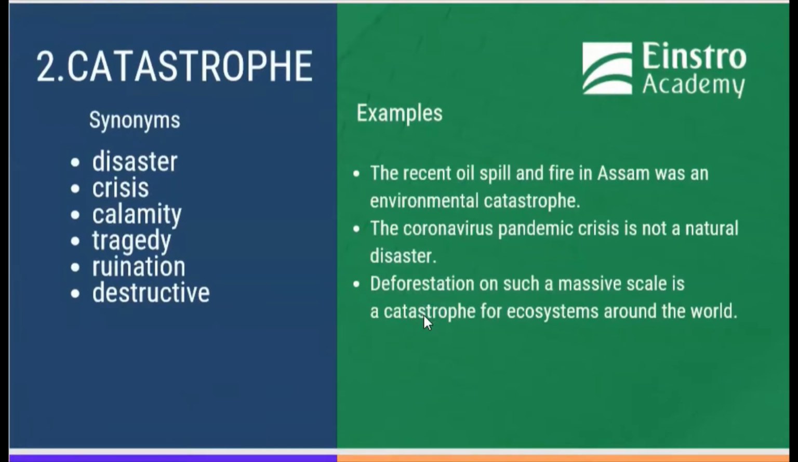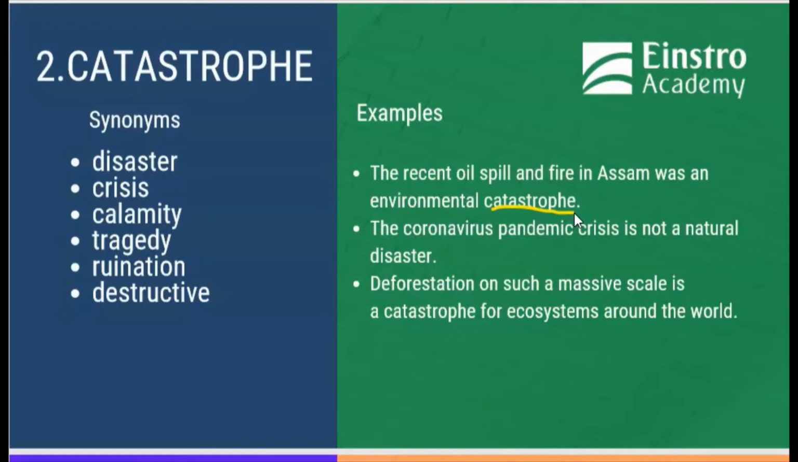This is another popular word called catastrophe. Where can you use this word? See, I have brought a background here. I have brought a situation here. The recent oil spill and fire in Assam was an environmental catastrophe. That means you can use this word in IELTS in a situation where they're asking about environmental effects or disaster or something negative. So in such situations you can use this word catastrophe.